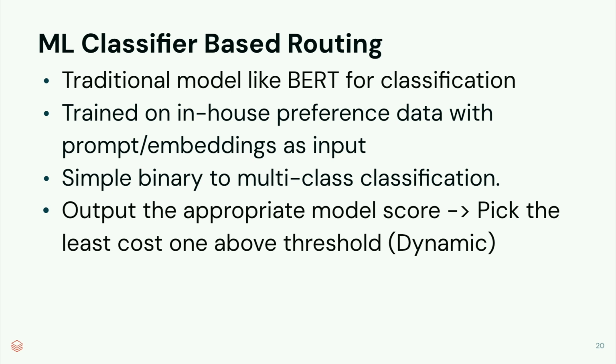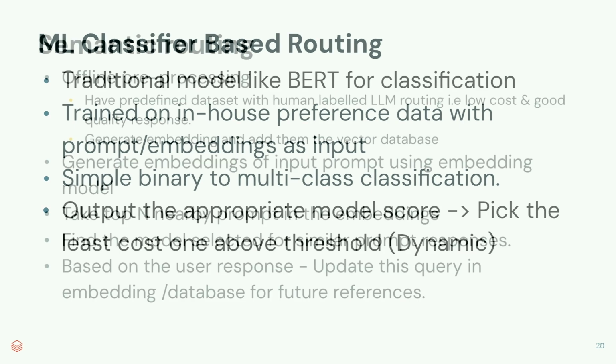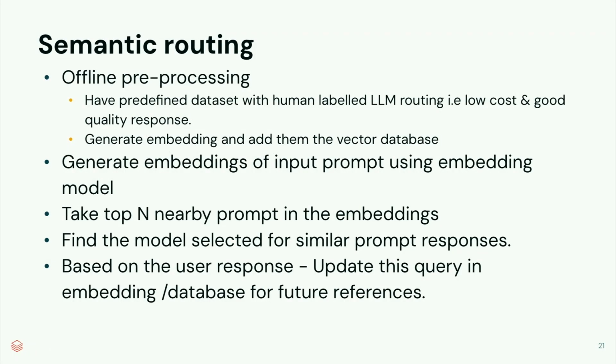That means your model can be trained in a way in which your in-house preference data set can have multiple outputs which are all good, and then you pick the lowest cost one based on the threshold that you have picked. For example, if the threshold is 0.8 and there are 3 models passing that for an input prompt, you pick the lowest cost model because everything is above your threshold, so you are not compromising on the user quality.